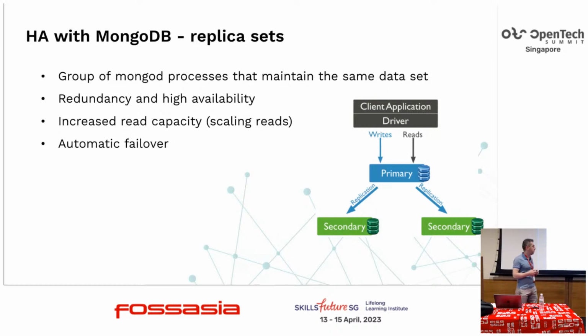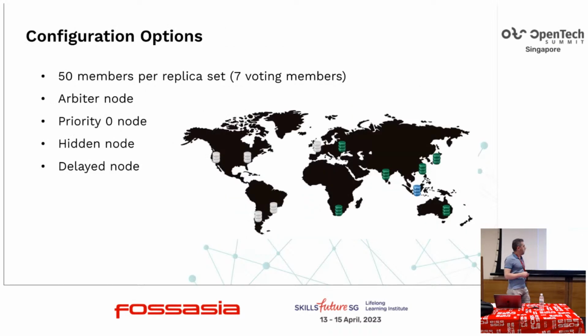The failover in a MongoDB replica set is automatic, which means if the primary goes down, the rest of the nodes will form an election and decide what would be the new primary. But for that, there has to be an odd number of voting members. Some of the configuration options for a MongoDB replica set are that the limit of nodes in a single replica set is 50, and 7 of those can be voting members.